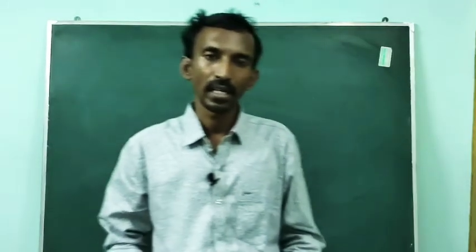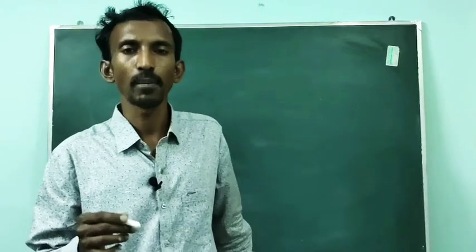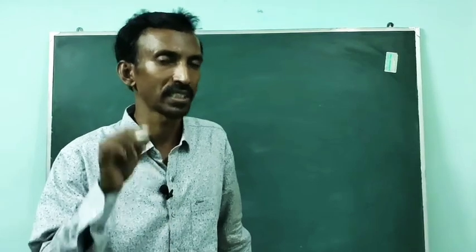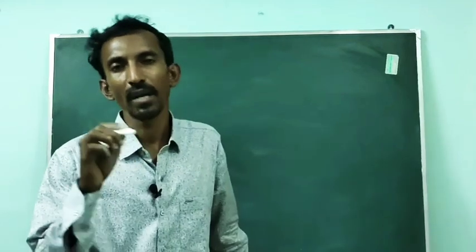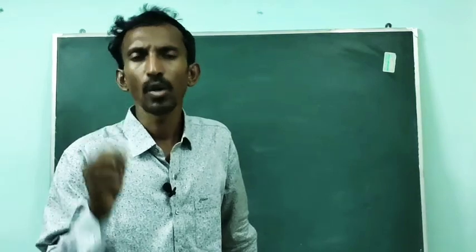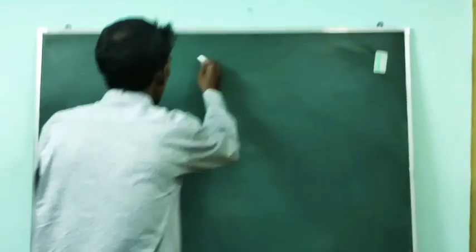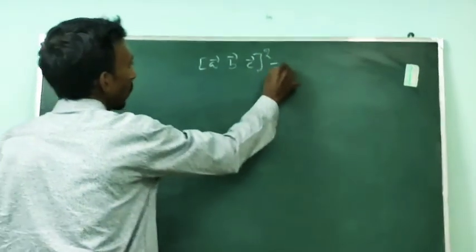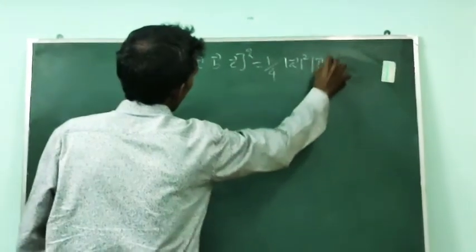If a vector, b vector, c vector are three non-zero vectors and c vector is the unit vector perpendicular to both a and b, and the angle between a vector and b vector is pi by 6, 30 degrees, then show that the square of the box product of a vector, b vector, c vector is equal to 1 by 4 times magnitude of a vector square into magnitude of b vector square. That is our aim.